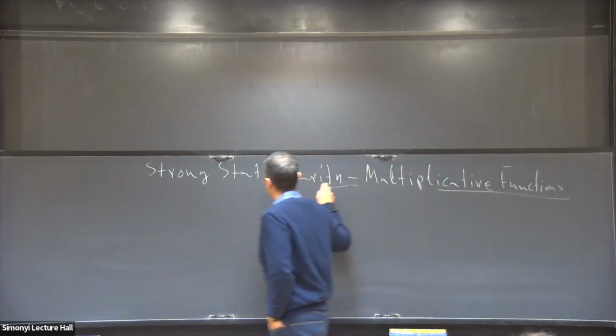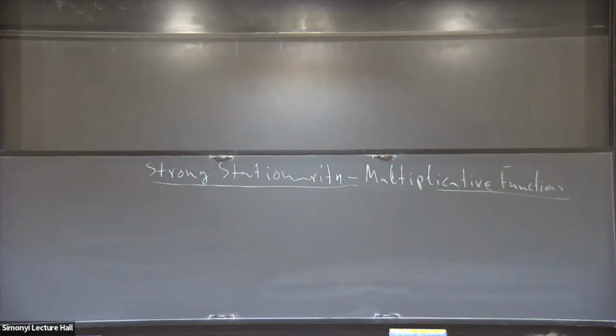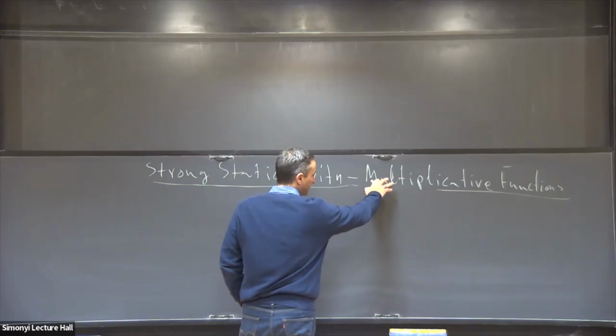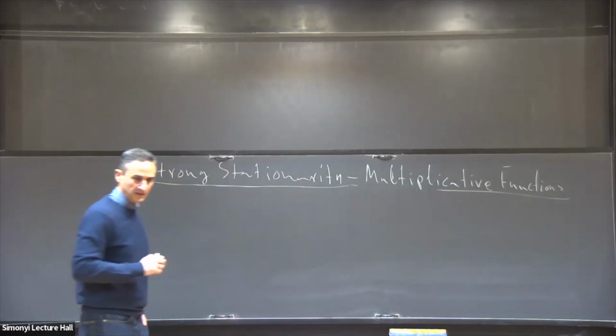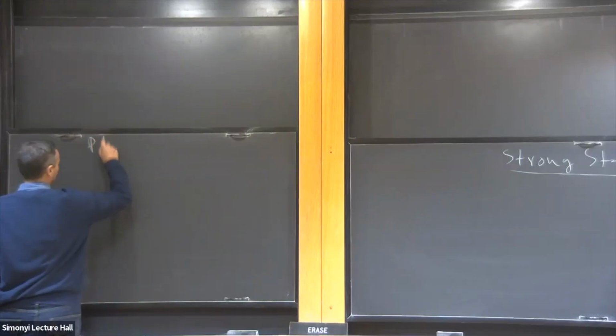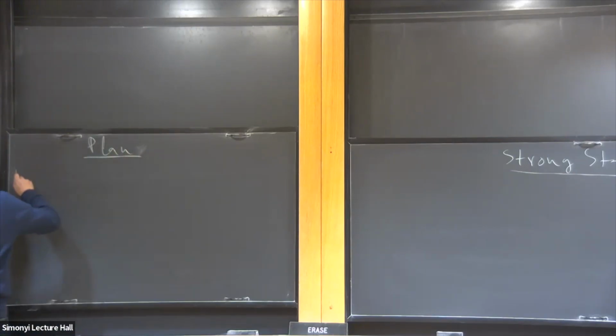Okay, so the point here is to show you how we use some ergodic properties to prove some interesting stuff in number theory. In particular, in the second half, I will focus on multiplicative functions. So let me say a little bit about the plan, because it will take a while to arrive at multiplicative functions. The first thing we'll do is talk about Furstenberg systems.